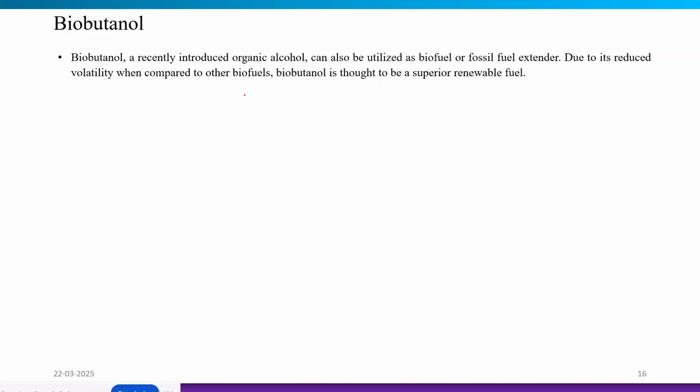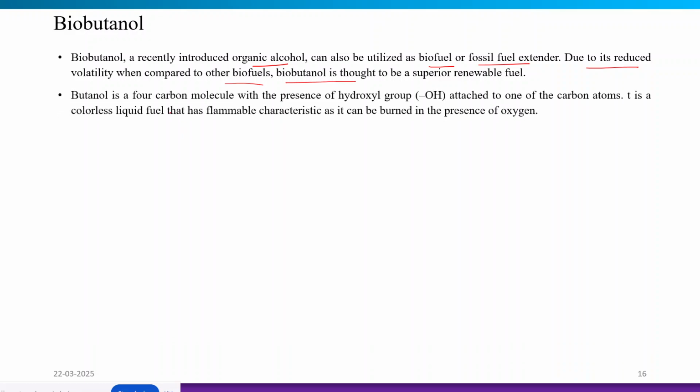So biobutanol is introduced as an organic alcohol that can be utilized as a biofuel or fossil fuel extender. Extender means we are utilizing it in a blending form with the existing fossil fuel. That's why it is called an extender. Due to its reduced volatility compared to other biofuels, biobutanol is said to be an example of a superior renewable fuel. Biobutanol is nothing but a four carbon molecule with an OH group attached.